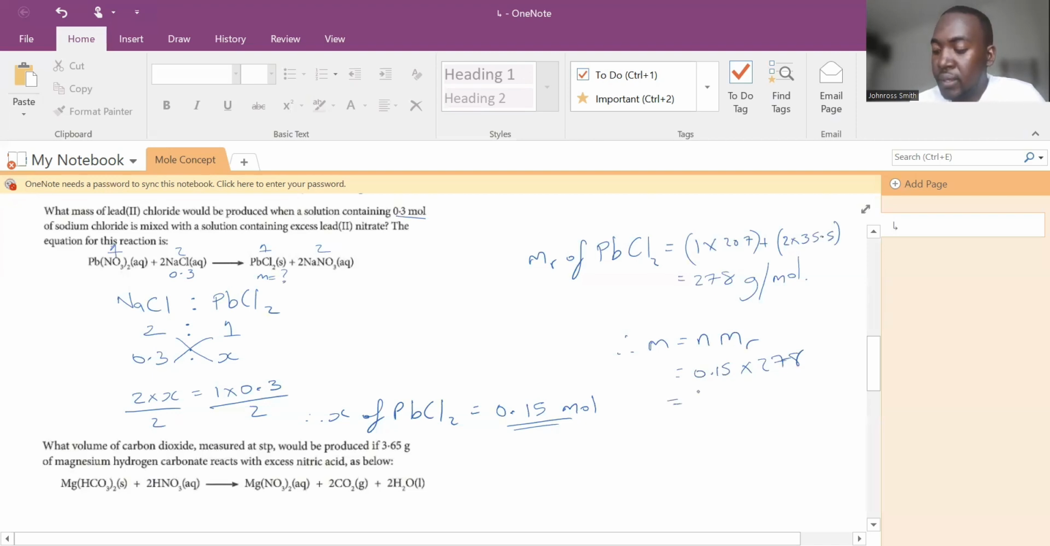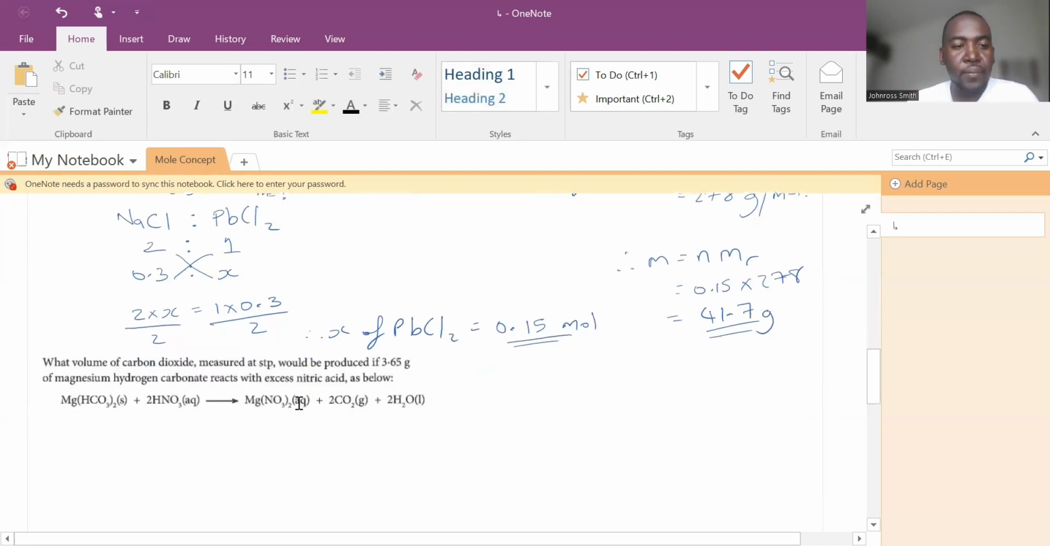Mole is 0.15 times 278. And hence we will get that it produces 41.7 grams of lead-2 chloride using 0.3 moles of sodium chloride. All right, so again, same step. We look from our equation, the link between what we know and what we need to know in terms of the mole. Then we look at what our actual mole is to find the mole of the unknown. Then we use that mole to find what we need to find.